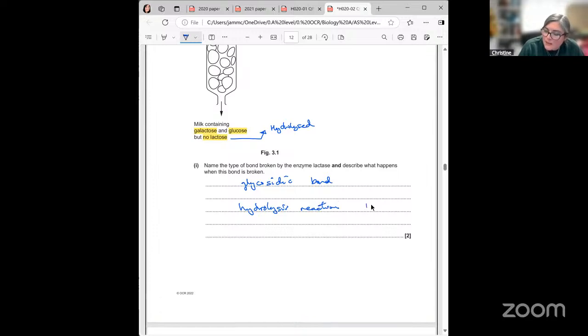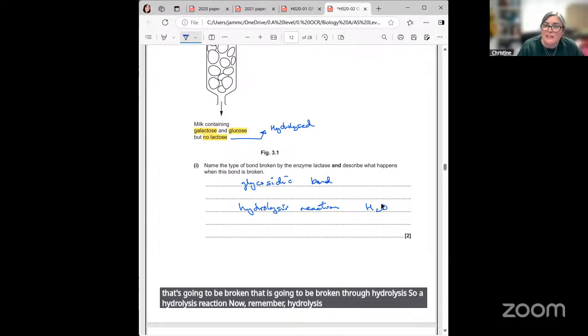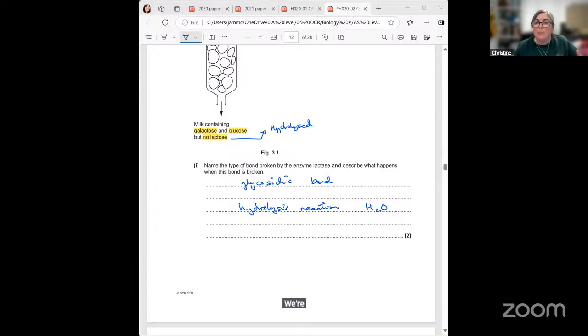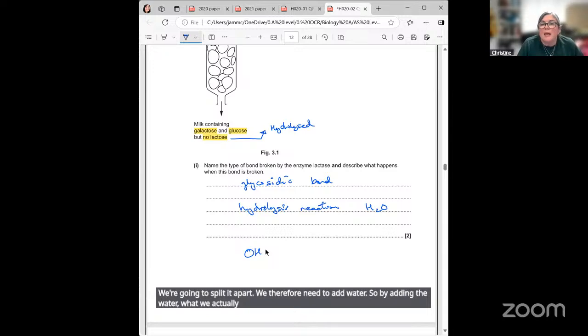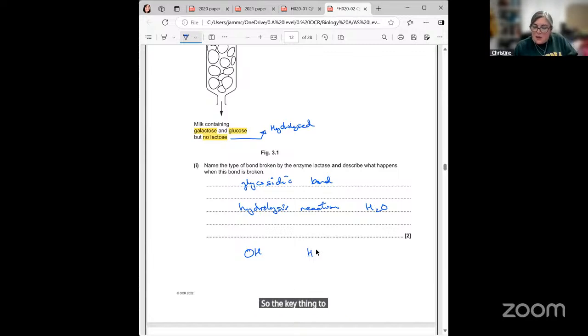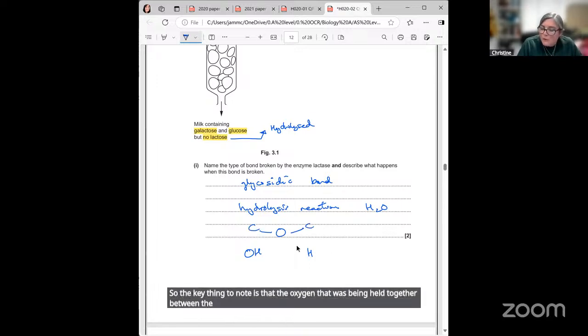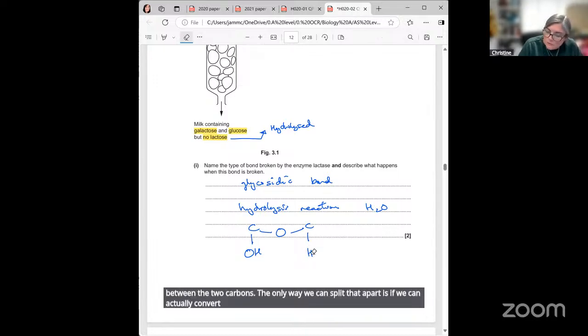Now remember, hydrolysis means splitting with water. So if we're going to do a hydrolysis reaction and split it apart, we therefore need to add water. By adding the water, we are going to end up with an OH group joining one of the sugars and the hydrogen joining the other. So the key thing to note is that the oxygen that was being held between the two carbons, the only way we can split that apart is if we can actually convert that down.